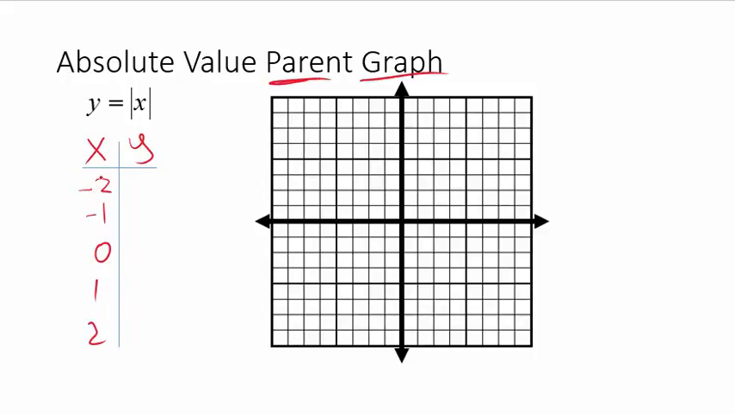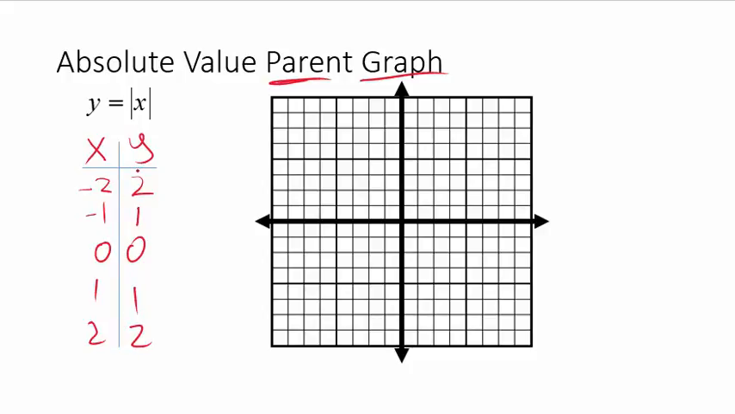So if I plug in this first part, -2 goes in for x. The absolute value of any number makes it positive. If I plug -1 in for x, the absolute value of -1 is +1. If I plug in 0, the absolute value of 0 is 0. Plug in 1, we get 1, and the absolute value of 2 is 2.